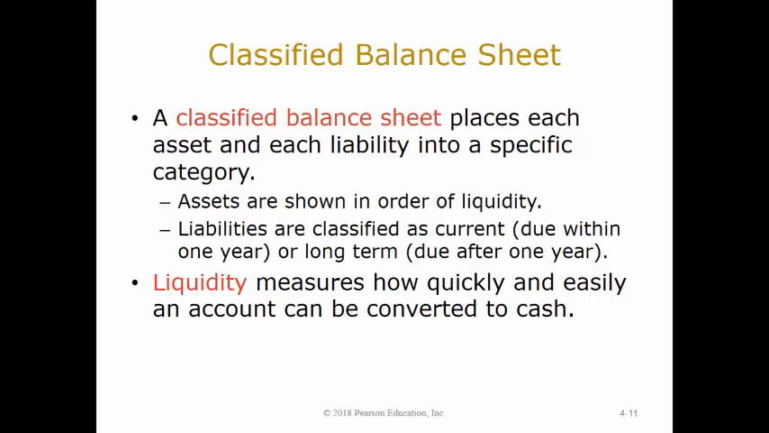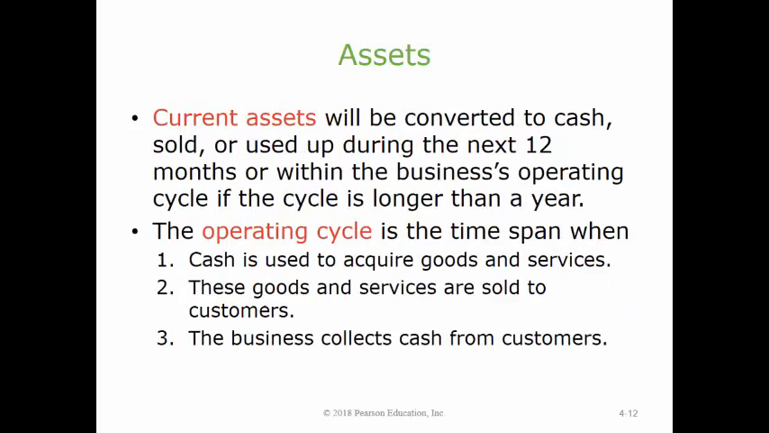Liquidity is a measure of how quickly an item can be converted to cash, because cash is the most liquid asset. Accounts receivable are relatively liquid because receivables are collected quickly. Office supplies are less liquid, and furniture and buildings are even less so because they take longer to convert to cash or to be used up.